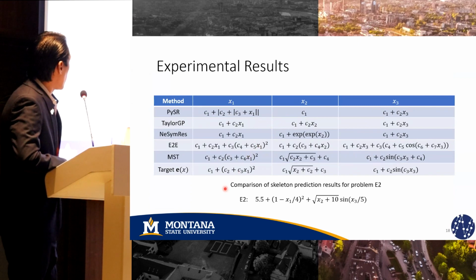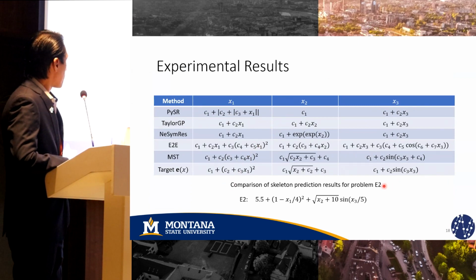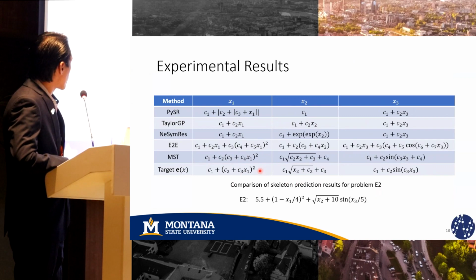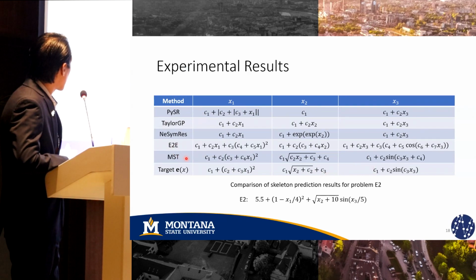So this is an example of the kind of results that we obtained, specifically for problem E2. And this is the underlying function for problem E2. This could be the target skeleton that corresponds to x1, x2, and x3. What we want to do is to compare the skeletons that we obtain using our multi-set transformer, like these ones, to the skeletons that are obtained using other symbolic regression methods.